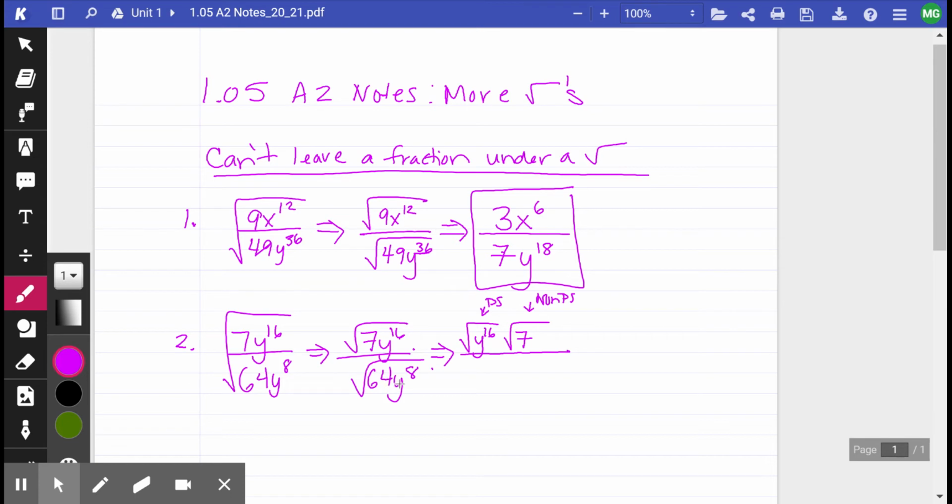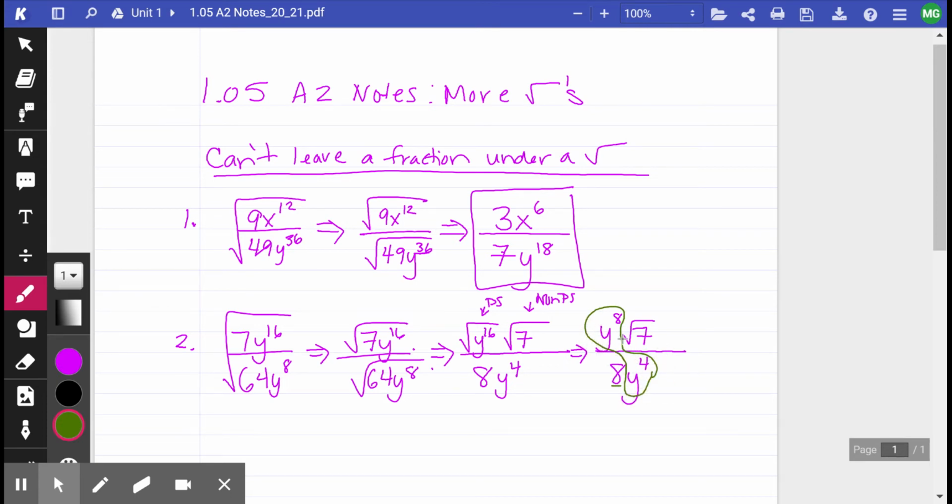And for our denominator, the square root of 64 is 8, and the square root of y to the 8th, an even exponent, would be y to the 4th. So now let's simplify that numerator. So I've got the square root of y to the 16th power, 16 divided by 2, since I'm taking the square root, is 8, and the square root of 7 will stay in that radical, over 8 times y to the 4th. Now here, I can't reduce my 8 and my rad 7 since one's under a radical and one's not, but I do have y to the 8th and y to the 4th that can be reduced.